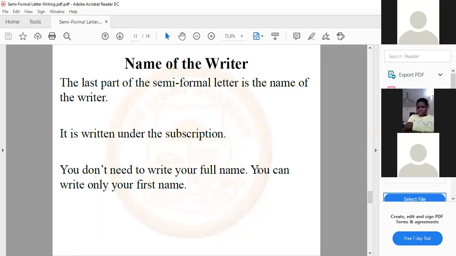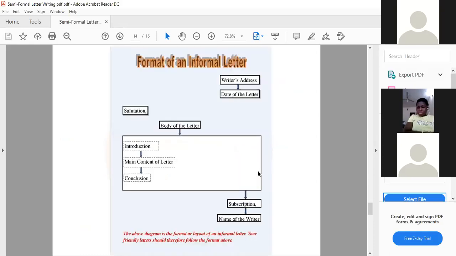And then the last one is the name of the writer. You can write only your first name. You don't have to write your full name. Okay, so this is the format. We'll be writing one today, so all of you get ready.